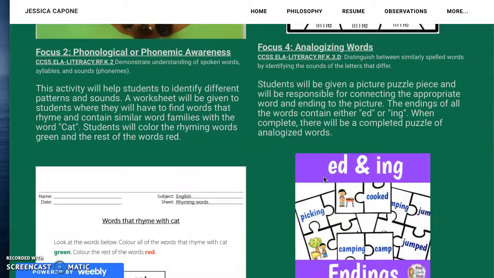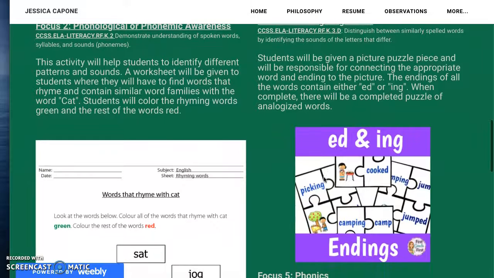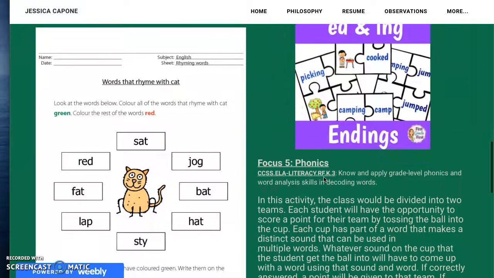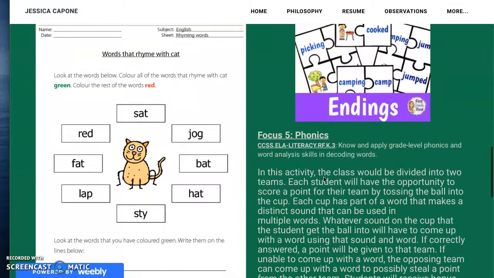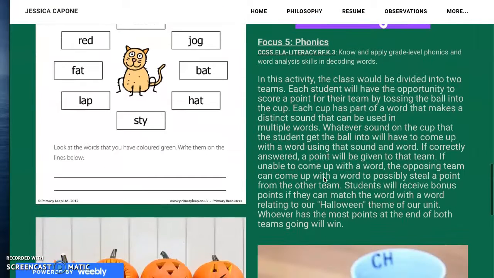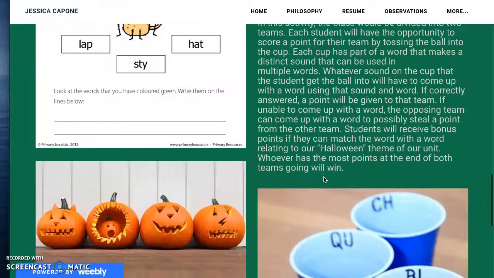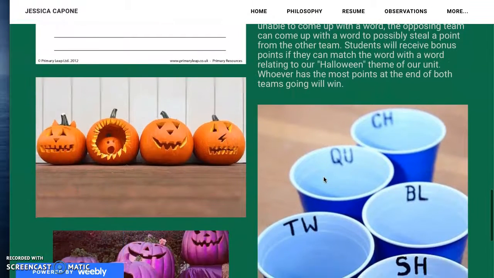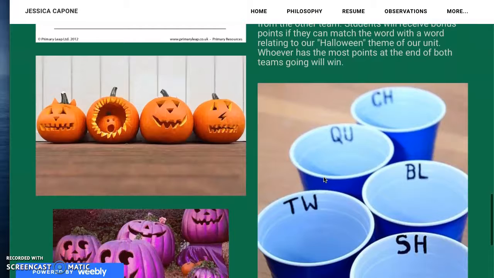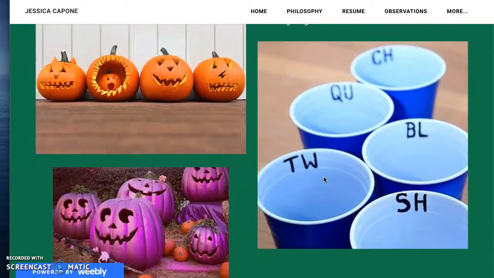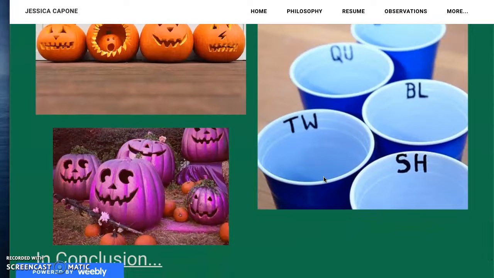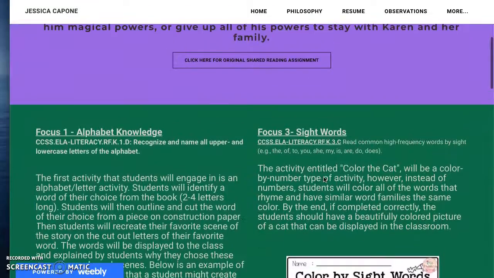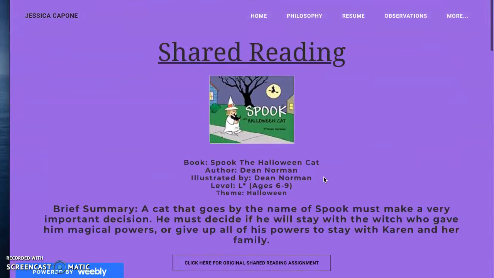The fourth step focuses on students analogizing words. Students will be responsible for connecting the appropriate word and word ending to the picture found throughout the book. Lastly, students will focus on phonics. Students will toss a ball into a cup. Whatever the cup's word ending or word is, the students will have to come up with a word that fits the word ending or beginning of the word. All 5 of these focuses will allow students to comfortably and confidently progress through their time as an emergent reader.